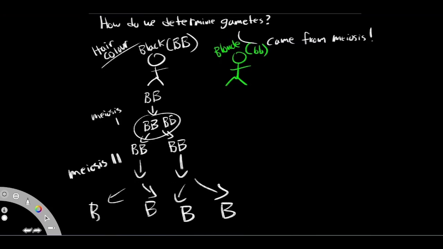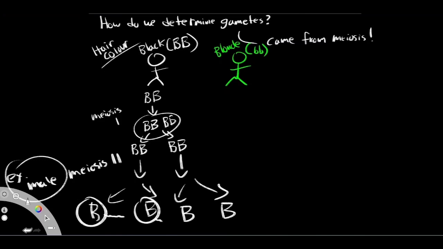Let's say this was a male, for example. Then each of these are sperm cells, right? If this was a sperm cell, it carries that big B. Same thing with this, same thing with this one, same thing with this one. They're all sperm cells. Now let's do the female with a small b and a small b.